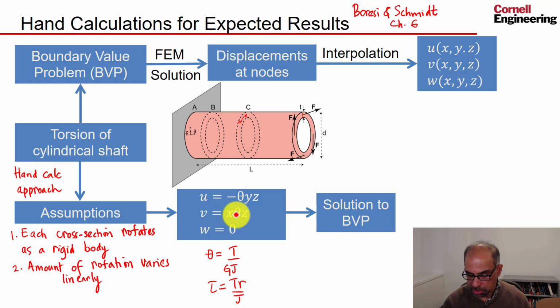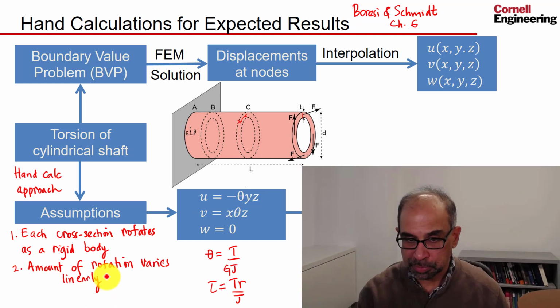And so since this is a solution to the boundary value problem, with the moment applied a particular way, we should be able to look at a cross section and check these assumptions. If that cross section just rotates as a rigid body, and we can also check if the amount of rotation varies linearly. So we will do that in the ANSYS solution.